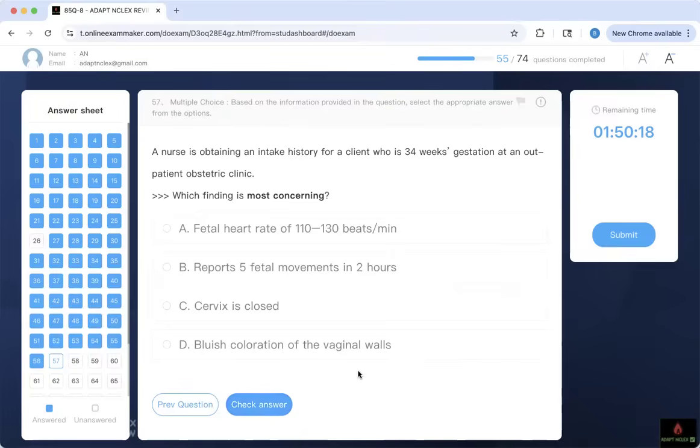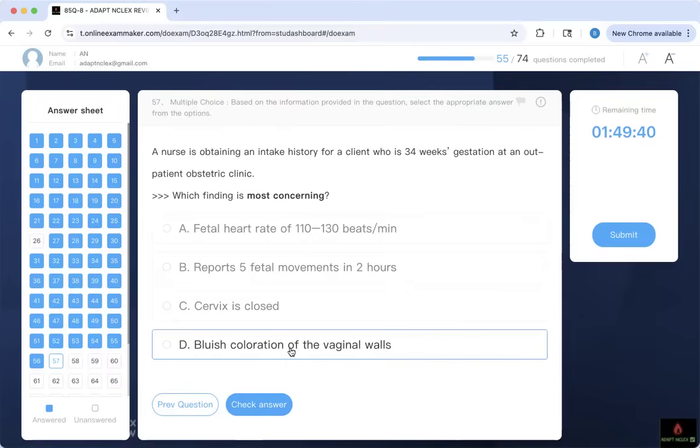And this is obtaining an intake history of a client who is 34 weeks gestation at an outpatient clinic. Which finding is most concerning? She's 34 weeks. Which one should you worry about? Fetal heart rate is 110 to 130. Reports 5 fetal movements in 2 hours. Cervix is closed. There's bluish coloration of the vaginal wall. Which one should worry you? Baby moving, the cervix is closed, the fetal heart rate is that, and we have blueness in the vagina.